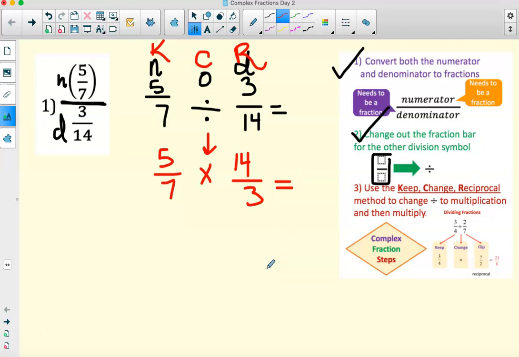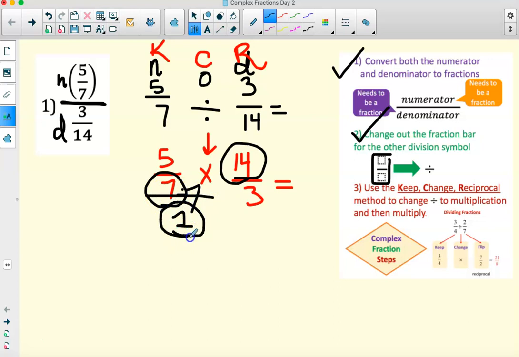Finally, yesterday I taught you that you could either reduce diagonally or you could multiply across. So I'm going to reduce diagonally because that's going to make this problem a lot simpler, because I see that 7 and 14 have 7 in common. I can divide them each by 7. 7 divided by 7 is 1, so I'll circle the new number that I got. 14 divided by 7 is 2. I'm going to circle the new number that I got. And then 5 and 3 have nothing in common. I can't divide 5 and 3 by the same factor.